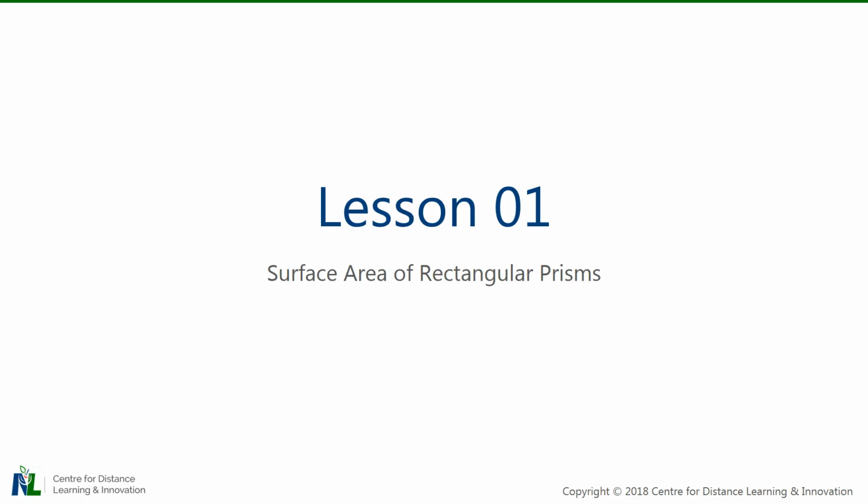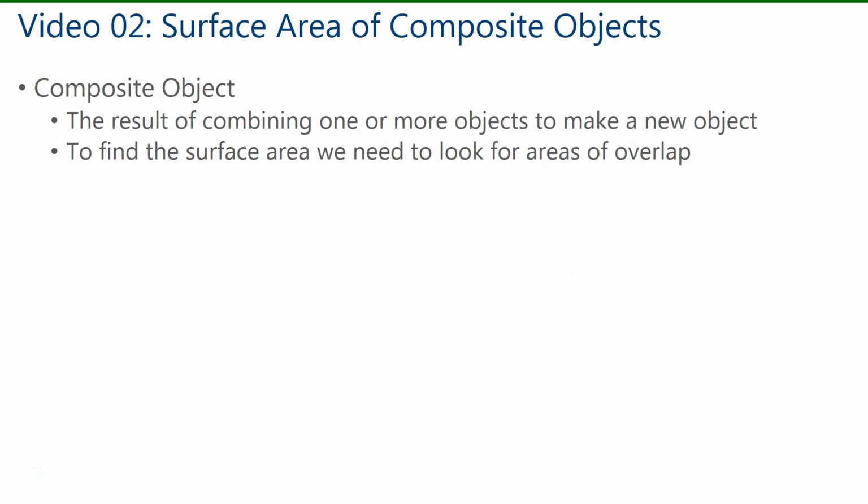Welcome back to Lesson 1 on Surface Area of Rectangular Prisms. Here we'll find the surface area of composite objects. A composite object is the result of combining one or more objects together to make a new object. And to find the surface area of a composite object, we need to look for areas of overlap.